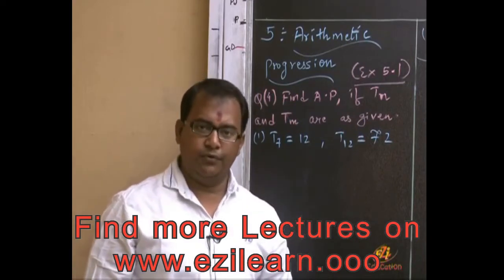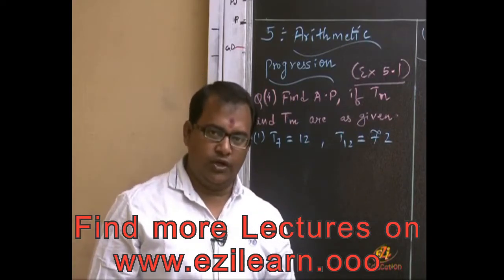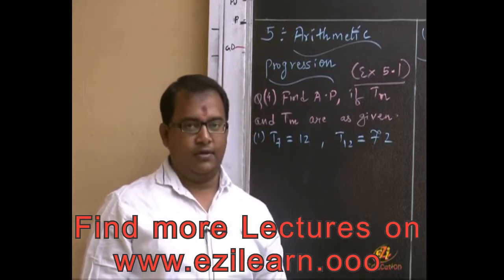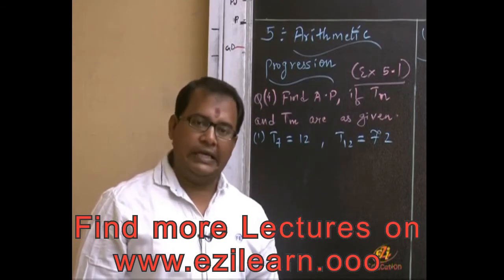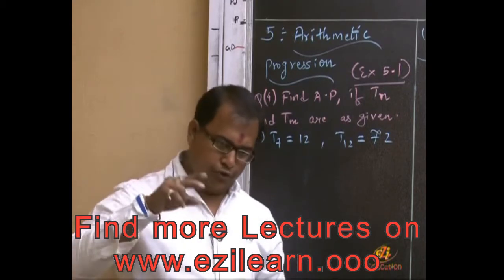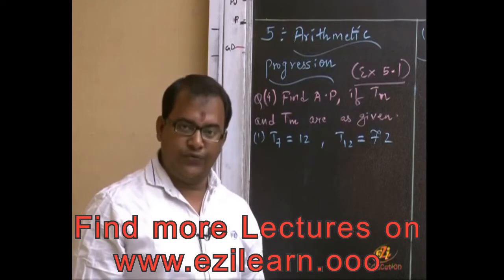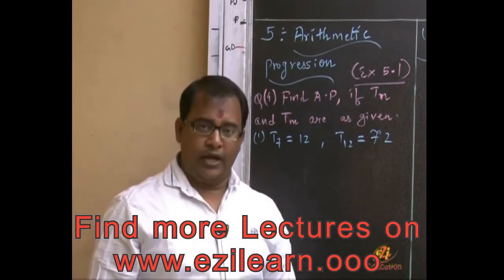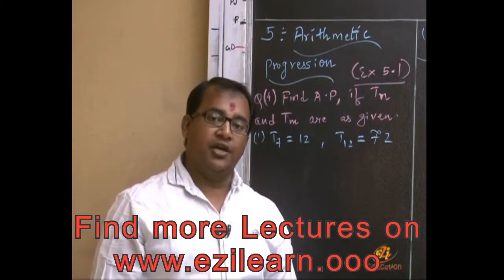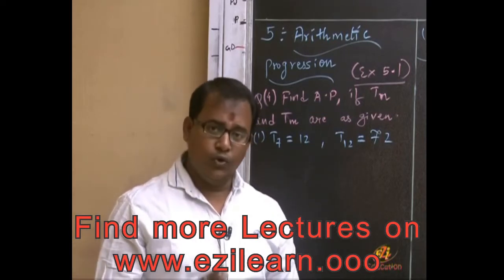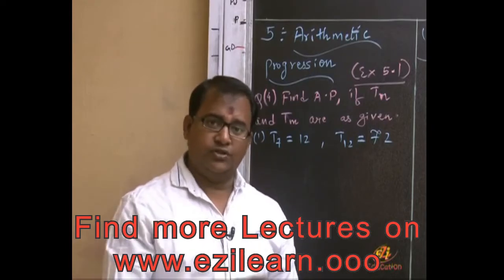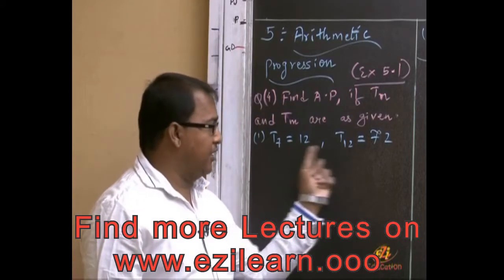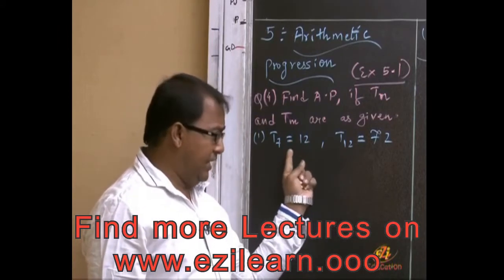AP means arithmetic progression. Let me make one thing very clear. To find the AP, 2 things are mandatory, compulsory: A, that is the first term, and D, the common difference. You should have these 2 things in your bag. So we are fighting indirectly for A and D, because the question asks for the AP. You have to find A and D with the help of Tn and Tm.